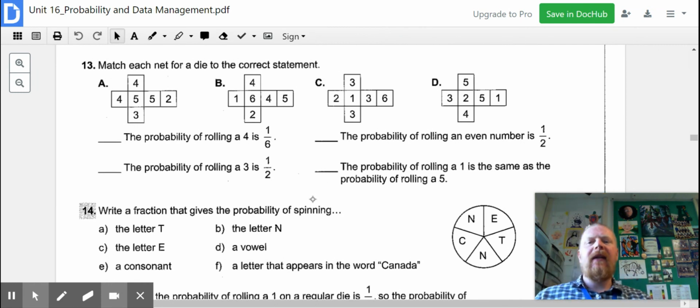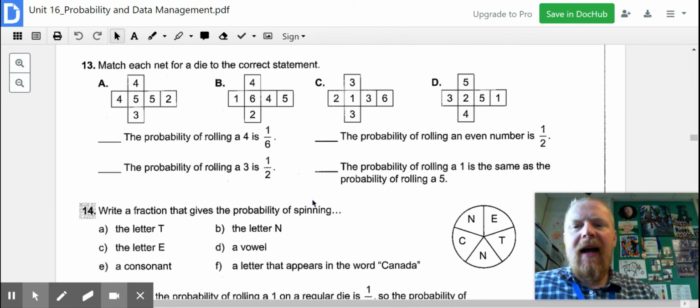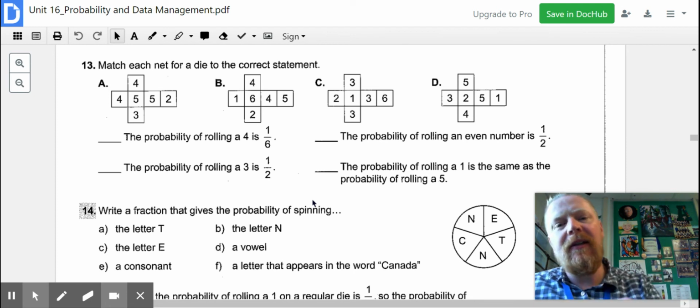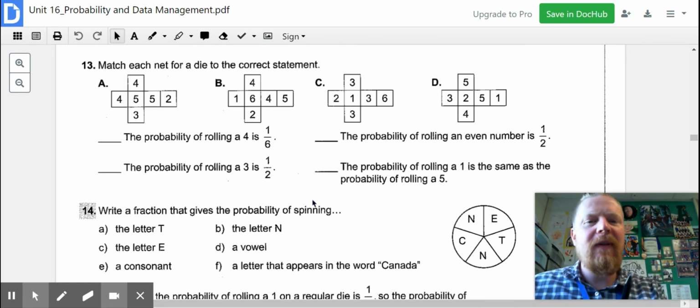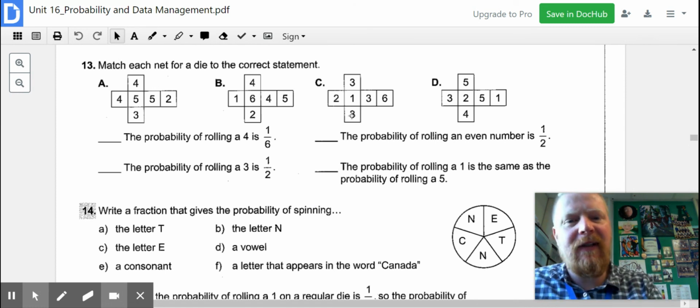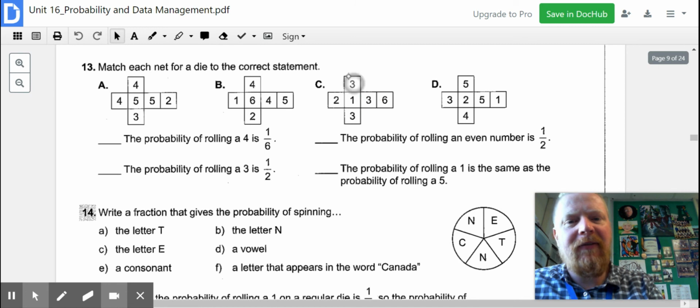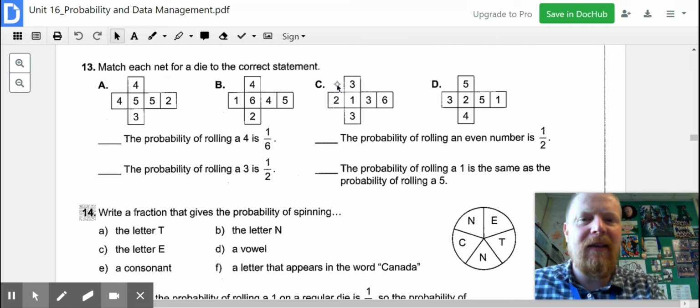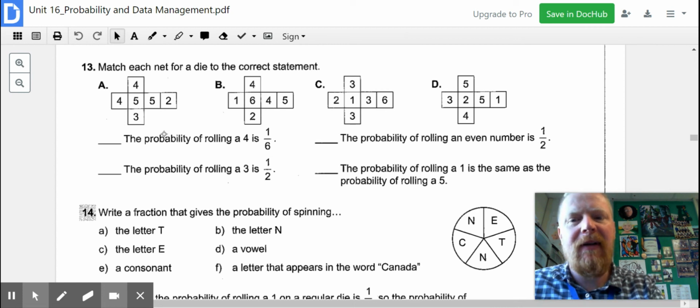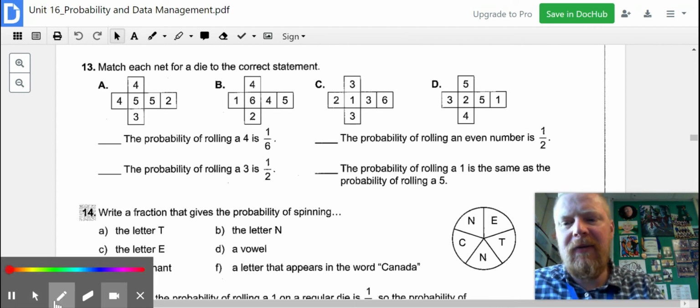Let's take a look at 13. Match each net for a die to the correct statement. Oh, so these are like cubes with different numbers on them. They might have, like this one for example, 3 of the faces of that die would be 3. That's like a loaded die. Okay, so you match them up. Let's maybe do a couple of those together.